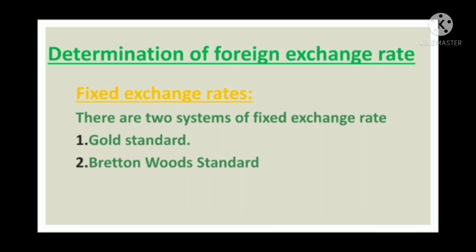So the next one is Bretton Woods standard. According to Bretton Woods standard, gold was replaced by US dollar. Under this system, all currencies were pegged or linked to US dollar at a fixed exchange rate. The Bretton Woods system of fixed exchange rate, which was in operation from 1944 till 1971, was one of relative fixed exchange rate as opposed to rigid fixed exchange rate.